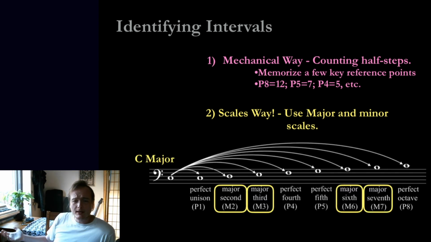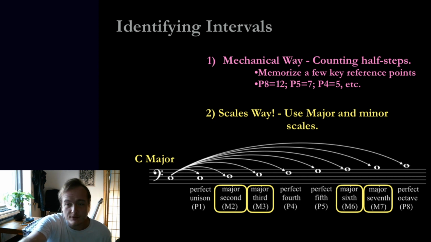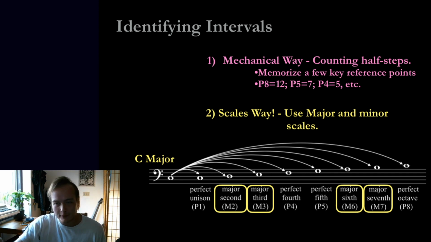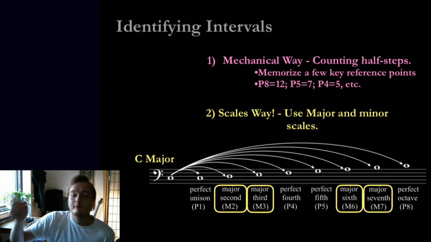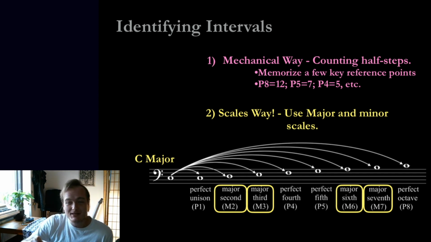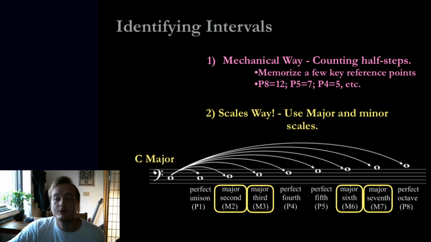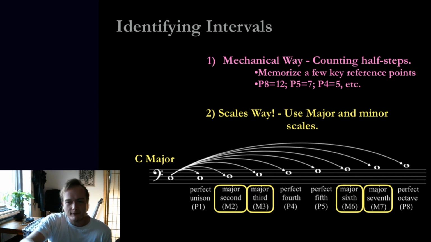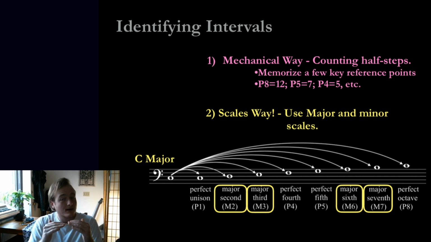Here, let's just take C major. From C to C in C major, perfect unison. From C to D, major second. From C to E, major third. From C to F, perfect fourth. From C to G, perfect fifth. From C to A, major sixth. And from C to B, major seventh, before going back to C, which is the octave. So there's a cool pattern here, right? Everything you see is either perfect or major in C major, coming up from the bottom note of C major.